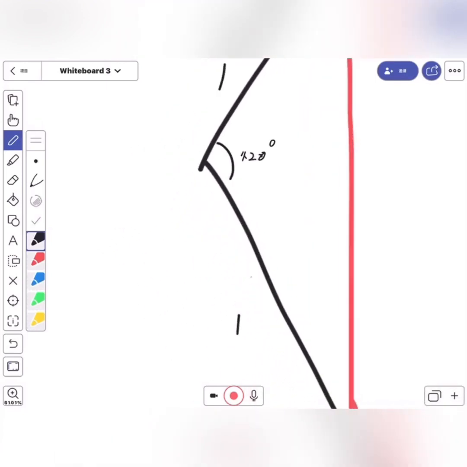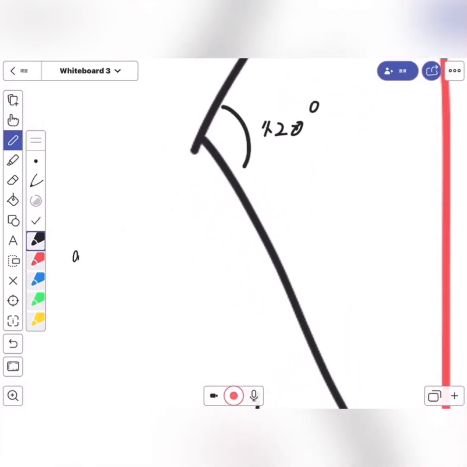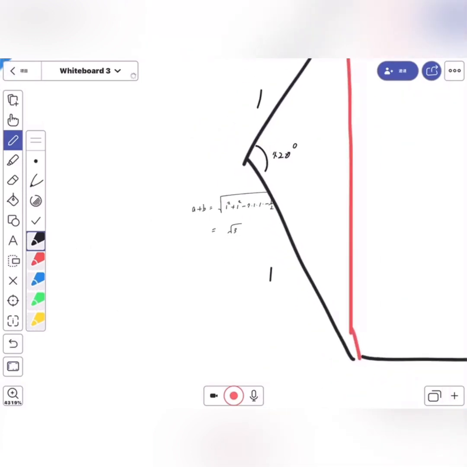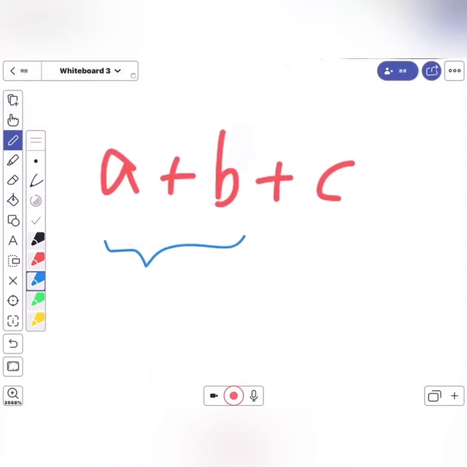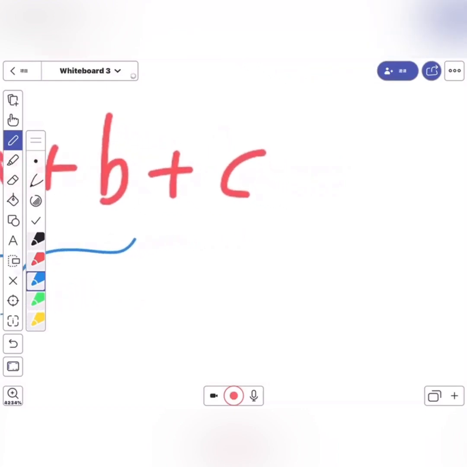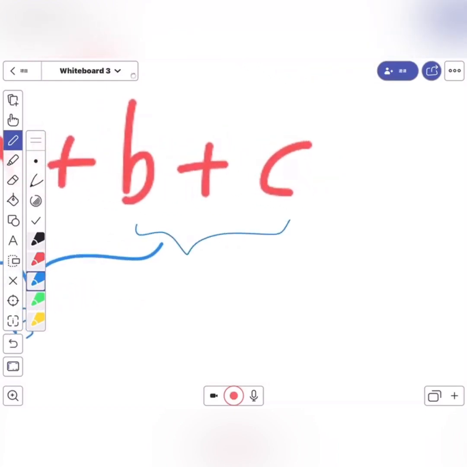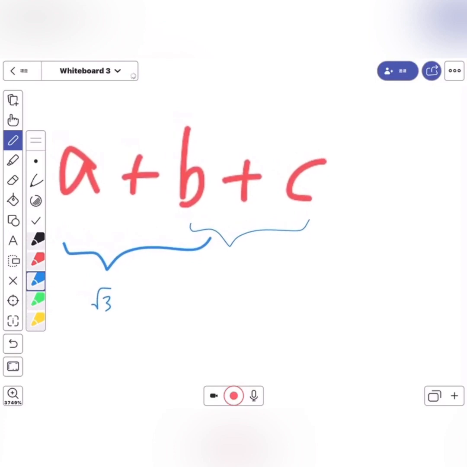So we just break out the law of cosines. a plus b is equal to the square root of 1 squared plus 1 squared minus 2 times 1 times 1 times, well, cosine of 120 is actually negative 1/2, which is equal to the square root of 3. So essentially, a plus b is equal to the square root of 3. Now b plus c is actually just the same as a plus b.